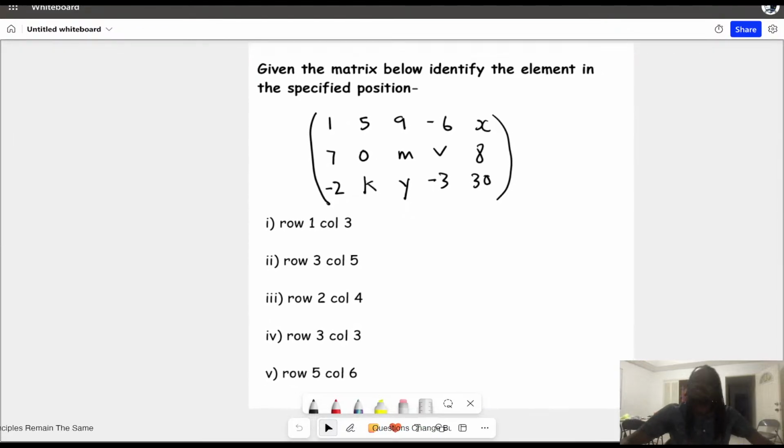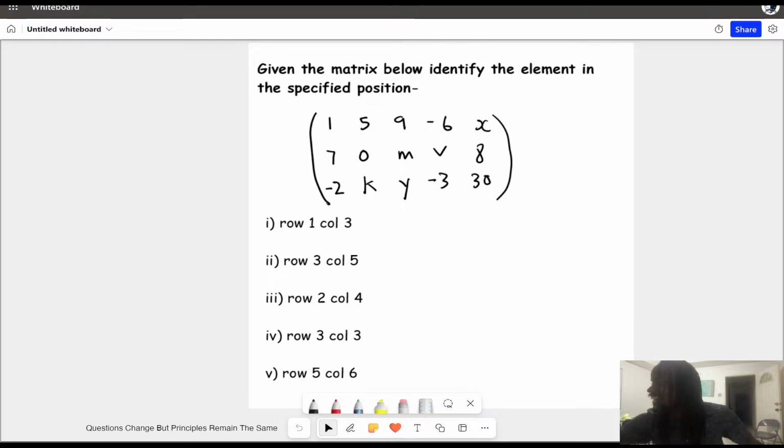So there isn't a row 5. I was trying to catch you guys with that one, but alright then, no problem. Alright, let's continue.